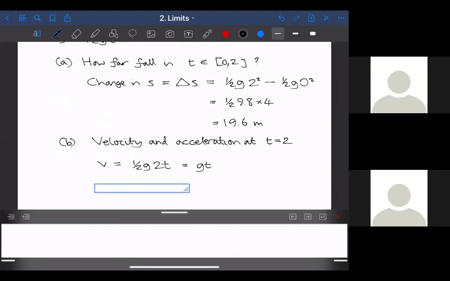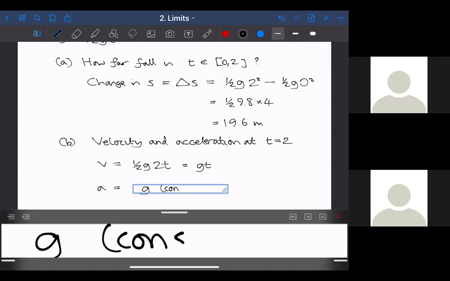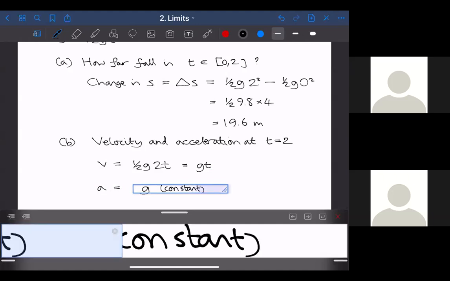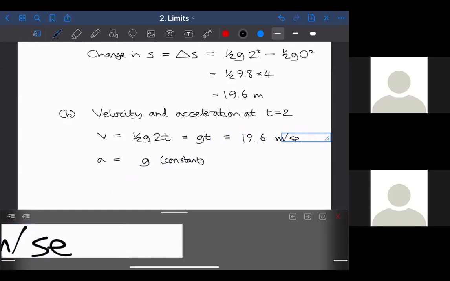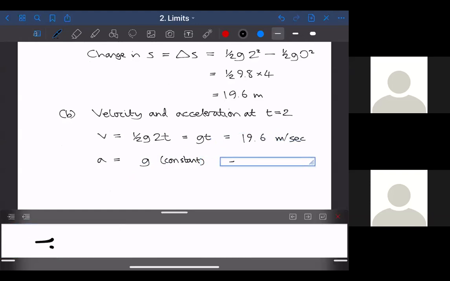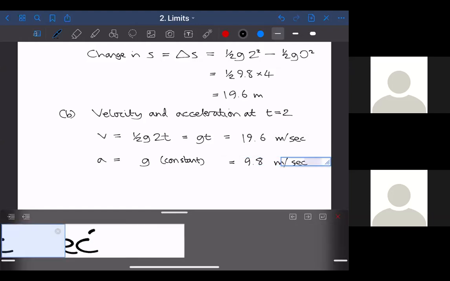And then the acceleration is the derivative of gt, which is just g. So as we said, it's a constant acceleration. And so the answer is, well, g times t is 9.8 meters per second squared times 2, so 19.6 meters per second. And this, as we know, is 9.8 meters per second squared.